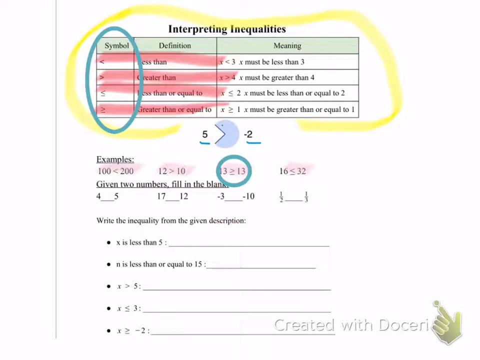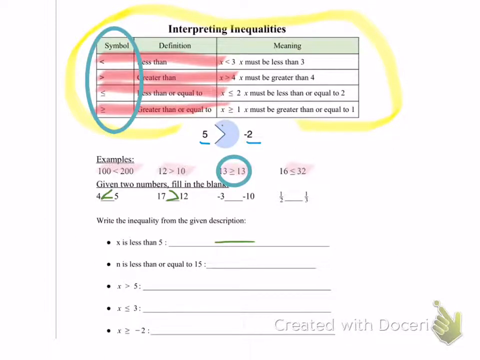Okay, so in this next section, let's go ahead and fill in some for ourselves. Let's show them how we know this stuff. So I've got 4 and I have 5. So I need to figure out which way my inequality is going to face. Well, like I said before, our inequality always wants to eat the bigger number. So we're going to have 4 is less than 5, because the inequality wants to eat 5 because it's the bigger number. Then I have 17 and 12. Well, 17 is bigger than 12, so 17 is greater than 12. So the inequality wants to eat the 17.